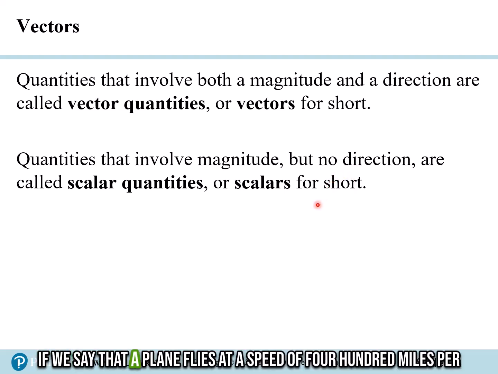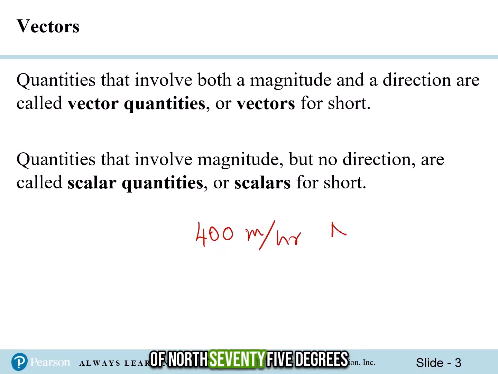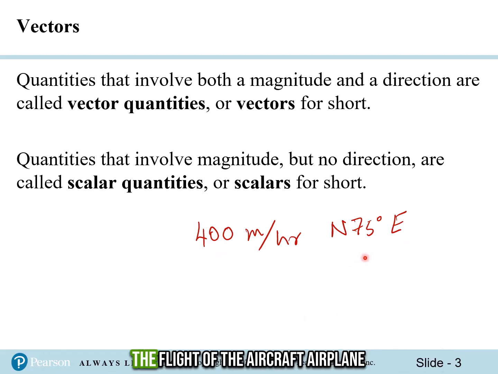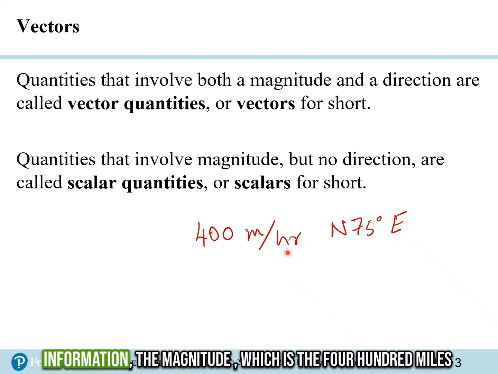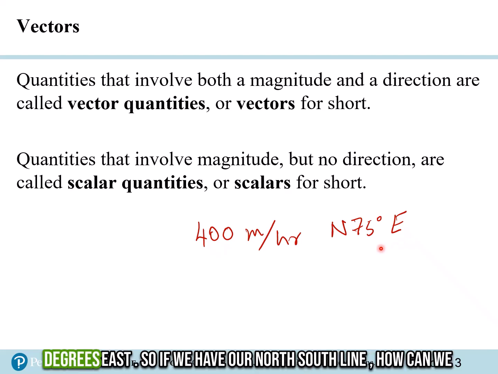If we say that a plane flies at a speed of 400 miles per hour in the direction of north 75 degrees east, immediately it becomes a vector quantity because now we have added the direction of the flight of the airplane along with its speed. And that becomes a vector quantity because it involves two pieces of information, the magnitude, which is the 400 miles per hour, and the direction, which is north 75 degrees east.